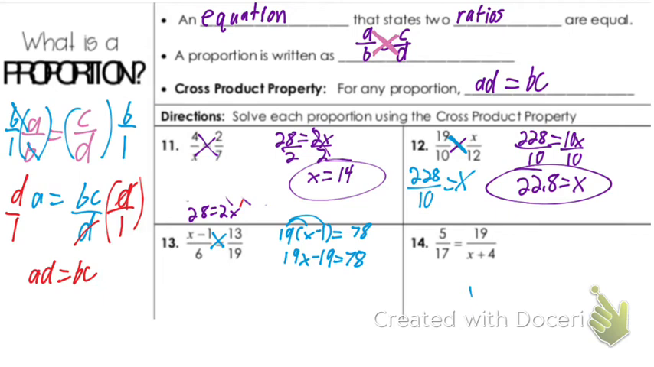So, 19x minus 19 is equal to 78. We're going to add 19 to both sides. 19x is equal to 97. Divided by 19. It is, in fact, something, okay? It ends up being like 5.